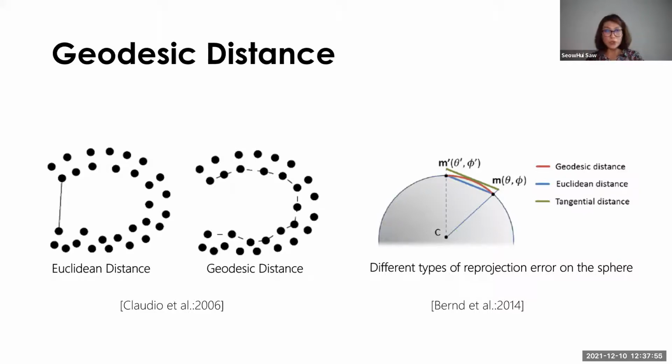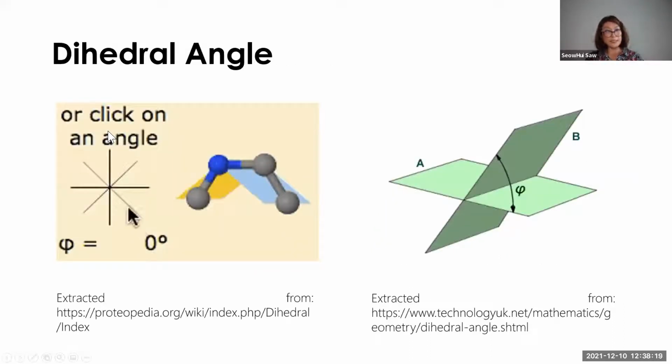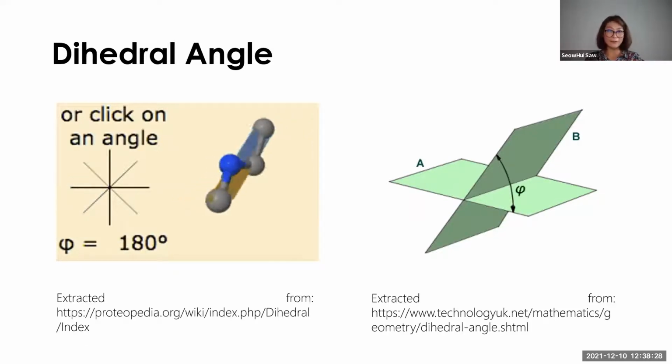Geodesic distance is a simple measure of distance between two vertices in a graph, which is the shortest path between the vertices. Formally, the geodesic distance between two vertices is the length, in terms of the number of edges, of the shortest path between the vertices, as you can see from the diagram. How about dihedral angle? This is quite straightforward: a dihedral angle is the angle between two intersecting planes or half planes, as you can see from the diagram.